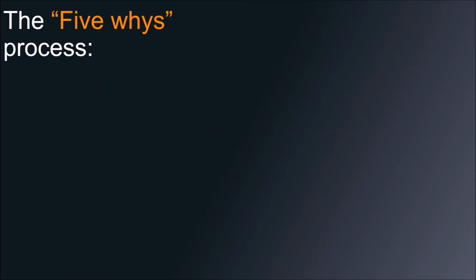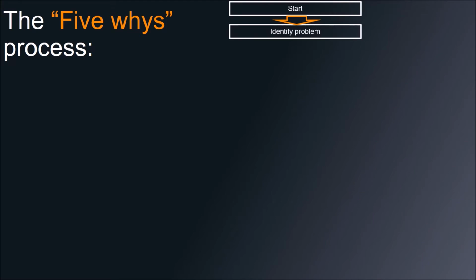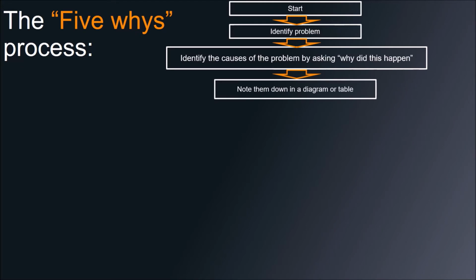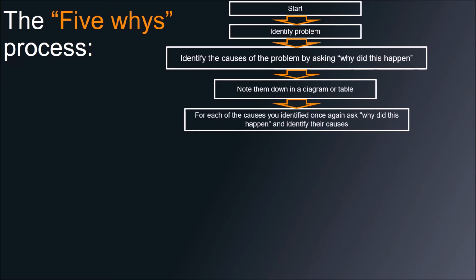The 5 whys process starts with identifying the problem, which we covered in the previous step. Then identify the causes of a problem by asking, why did this happen? Then note them down in a diagram or table. For each of the causes you identified, once again ask, why did this happen? And identify their causes.